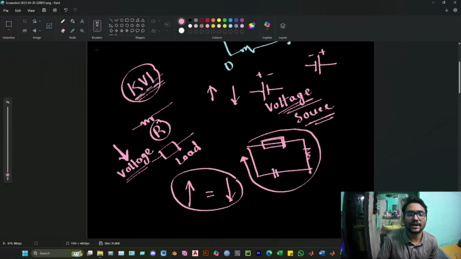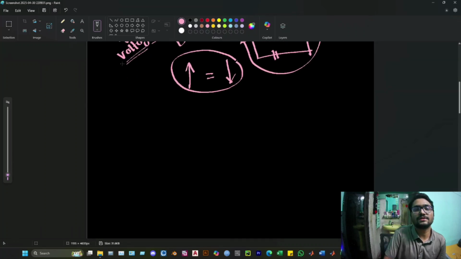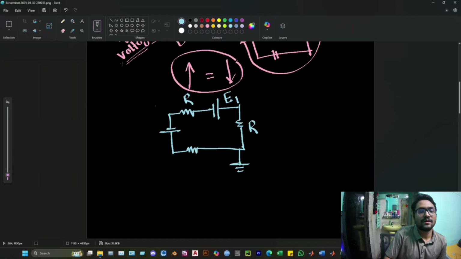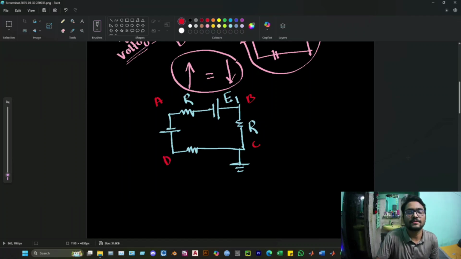So if we could apply this KVL to a closed circuit or mesh, we will come across the mesh analysis. Now if we consider a circuit like this, there is a resistor R, there is a battery E1, there is again a resistor which is also R, and there is another battery E2, then finally the resistor, and the circuit is closed. This is the ground. Now this is a closed circuit or mesh A, B, C, D.